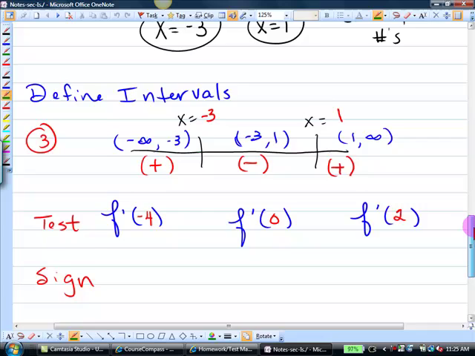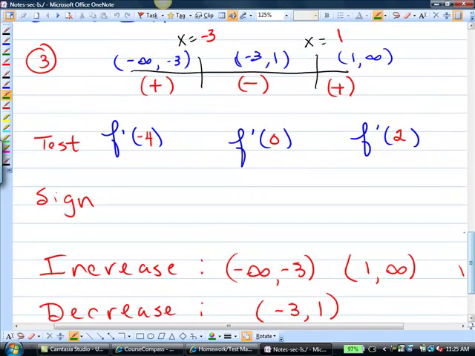All right. So where it's positive, the original's increasing. So from -infinity up to -3, this thing's increasing. And then it increases again from 1 to infinity. It decreases between -3 and 1. And we don't even have a picture of it, but that's what will be the case.